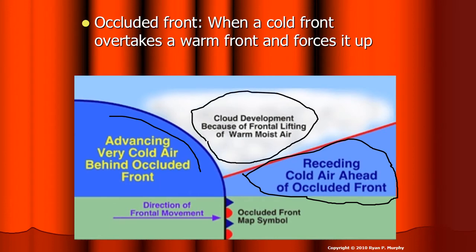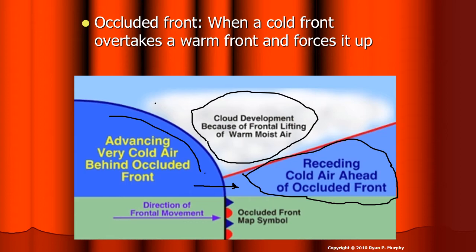And so an occluded front happens when this cold air mass catches up with this cold air mass and kind of pinches off the warm air mass and makes it kind of float on top of both of them. Okay, now think about this. You have cold air pushing on warm air, pushing on cold air.